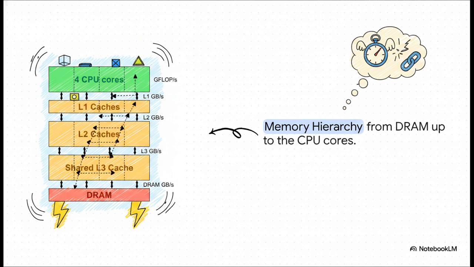Take a look at the physical distance data actually has to travel in this memory hierarchy. Down at the bottom, in red, we have the main memory, the DRAM. For data to be processed, it has to climb all the way up through the shared L3 cache, then into the individual L2 caches, up through the L1 caches, and finally into those green CPU cores at the very top. Every single step up this ladder takes precious, precious time.